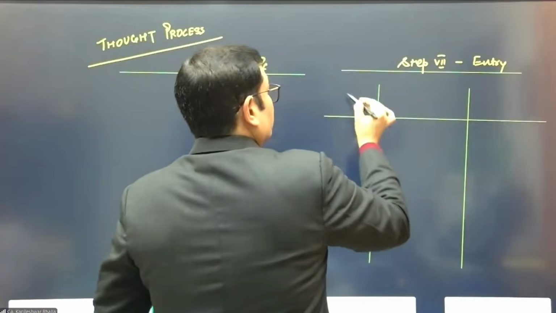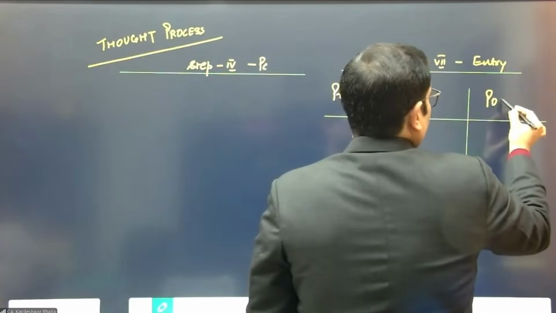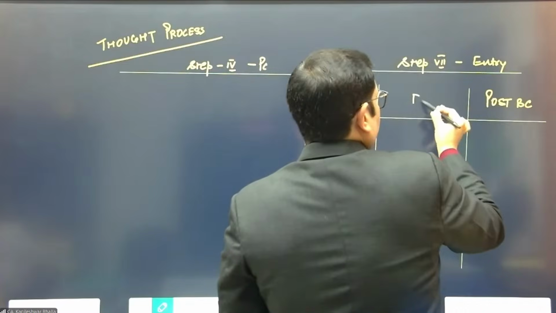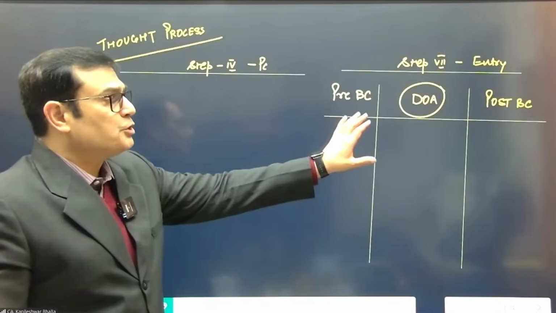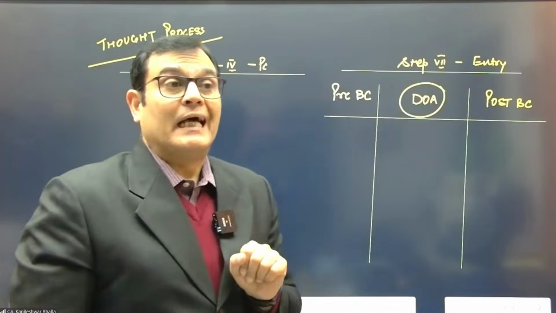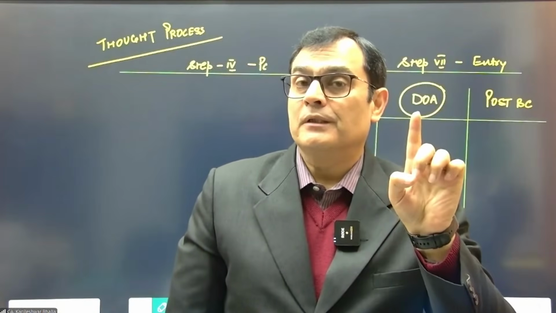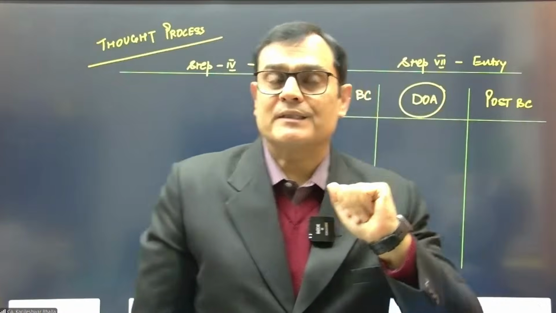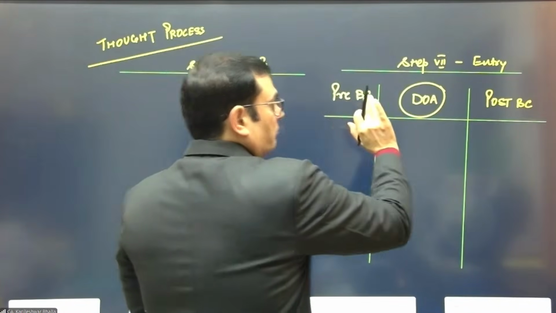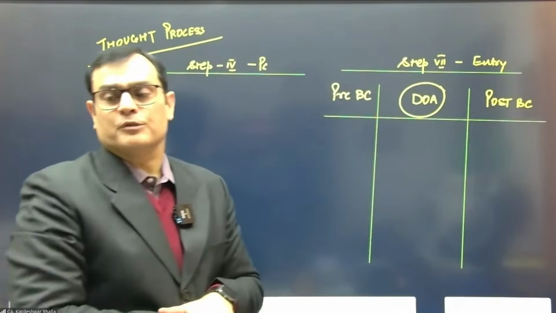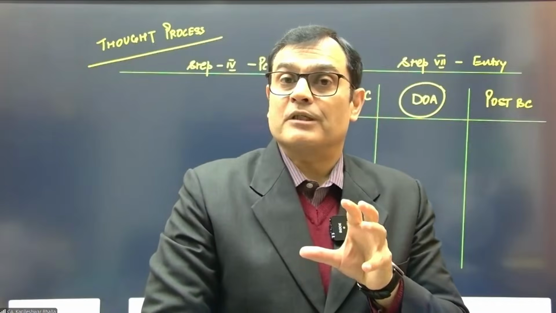We will look at 3 entries. One is pre-business combination, one is post-business combination, and one is on the date of acquisition. When I look at the journal entries in step number 7, I'm going to look at them in 3 parts: pre-business combination, post-business combination, and acquisition date. Pre-business combination means before the acquisition date. Post-business combination means after the acquisition date. So I am looking at 3 entries in terms of step number 7.